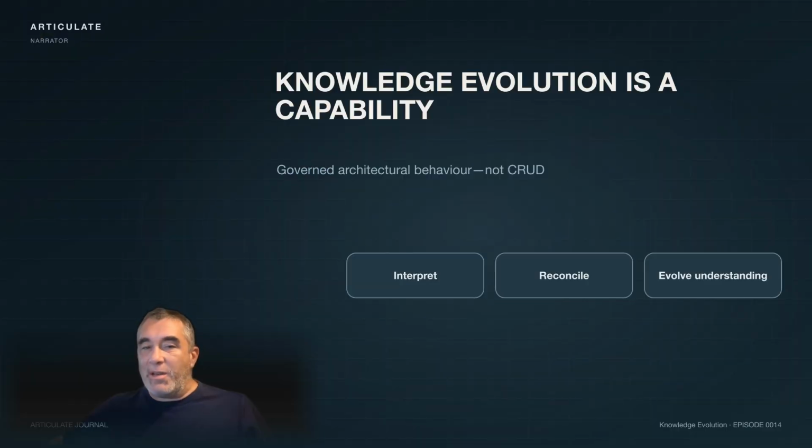This has changed how I think about the knowledge model. Originally, the problem sounded like a data modelling problem. How should Articulate store architectural information? But storage isn't really the interesting problem. The interesting problem is maintaining an evolving understanding of the architecture.